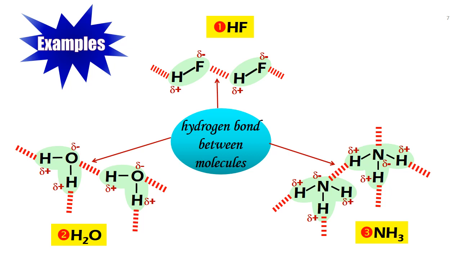would be stronger compared to the hydrogen bond between H2O molecules, taking into account the electronegativity of the atom, where fluorine is more electronegative than oxygen. And oxygen is more electronegative than nitrogen. Therefore, the hydrogen bond between ammonia molecules is expected to be weaker than those between water molecules.